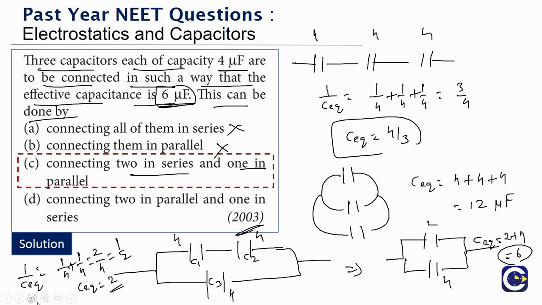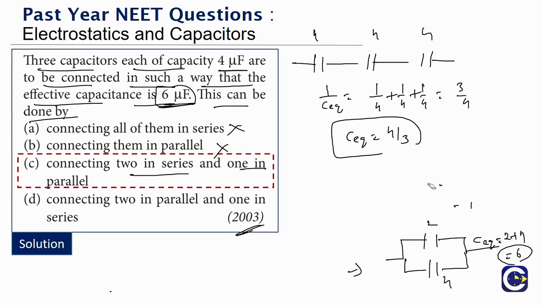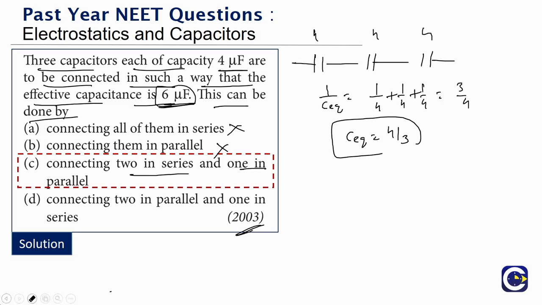So the right answer for this is what? Option C. We can check the other arrangement also. What is the other arrangement? Connecting 2 in parallel and 1 in series. Means what? We have to keep 2 of them in parallel and 1 should be in series. Means this is how it should be.